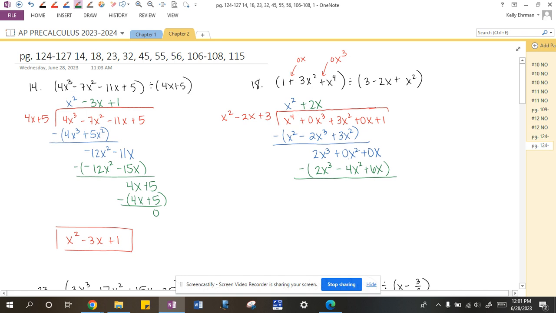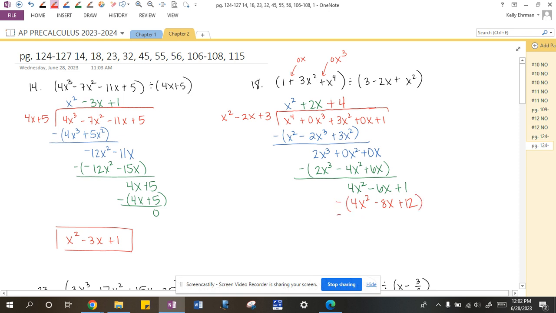X cubes cancel. 0 plus 4 becomes 4x squared. 0 minus 6 is minus 6x. Drop down the plus 1. We multiply x squared by 4 to get 4x squared. Distribute that through.